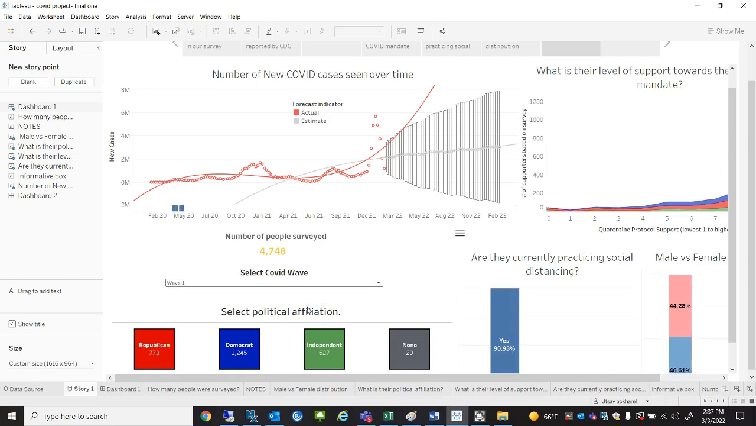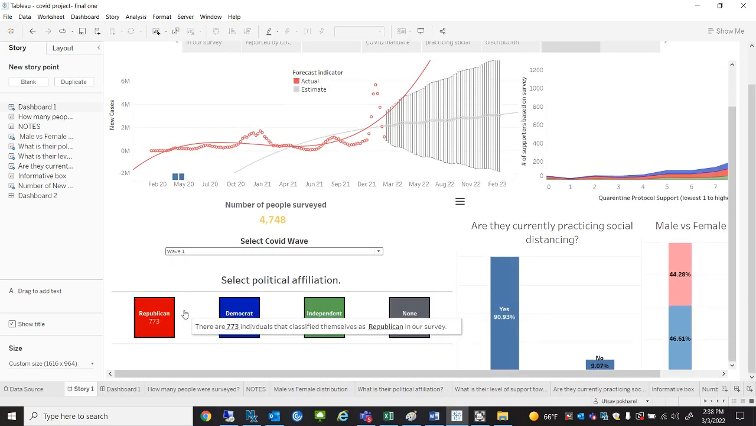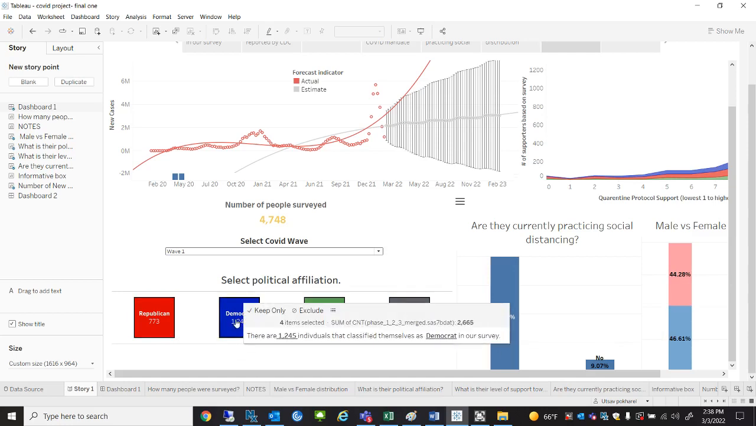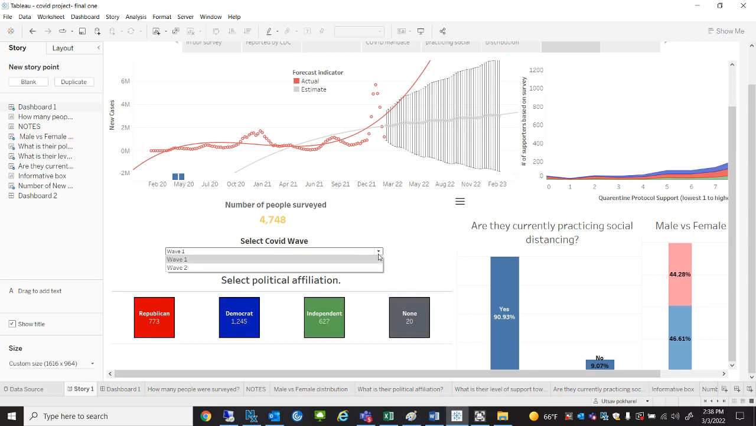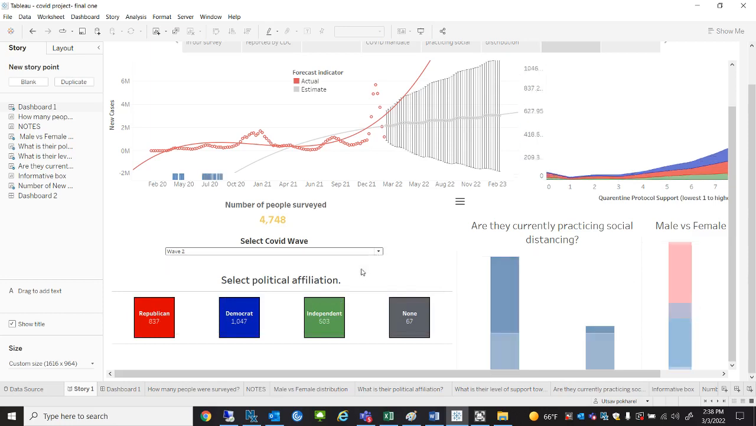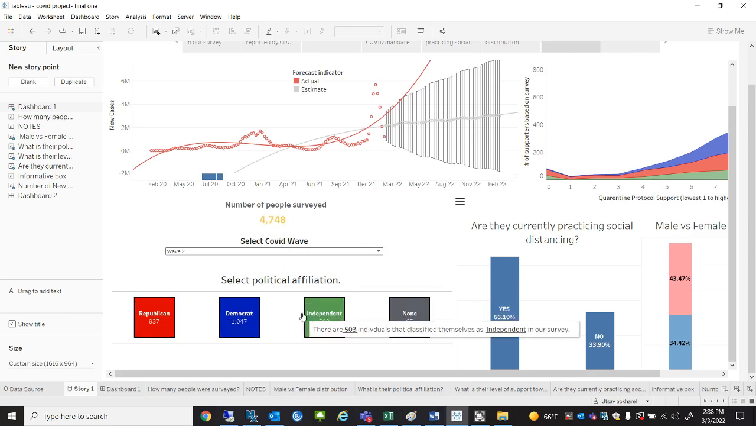So that's the first thing. When we selected wave one, like I discussed earlier, this is the distribution of what the wave looked like. And I used the tooltip function to be able to tell my viewers, hey, there are 773 individuals that classified themselves as Republican in our survey. And that is for wave one. And same thing for wave two. If I select it, it changes the graph a little bit. So once you select this wave two, all the following graphs would change.